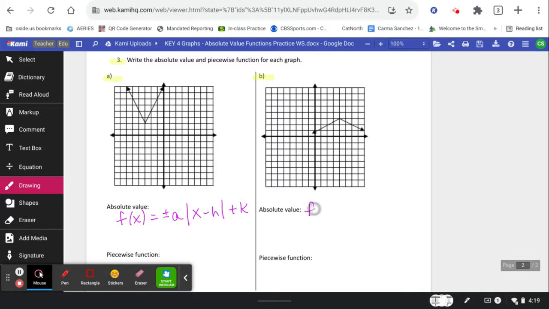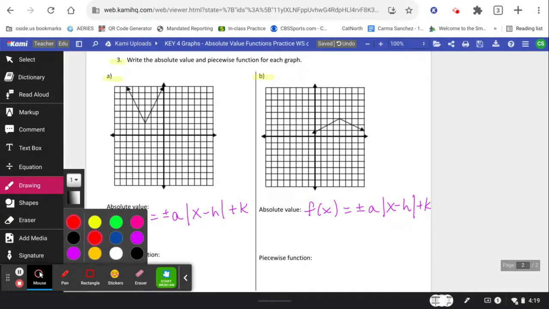Why do I know there's absolute value bars on this equation? Because it's a V-shaped graph. You got it. Oops, and there I go writing a parentheses instead of a bar. There we go. Okay, so here's the equation. I need to go get the A, and I need to get the HK in order to plug them in. So here's my vertex, my HK. It's back 3 and up 2. That's my HK.